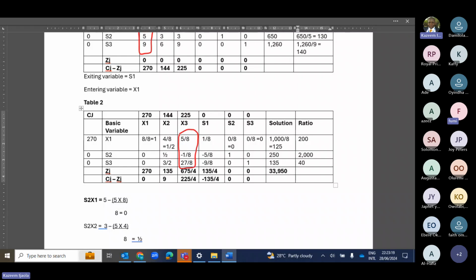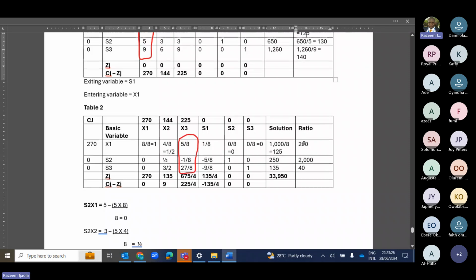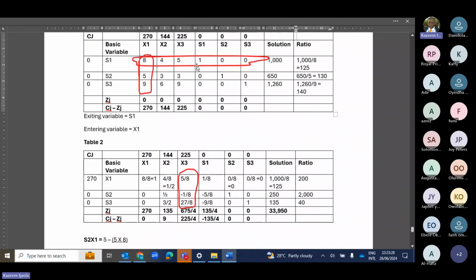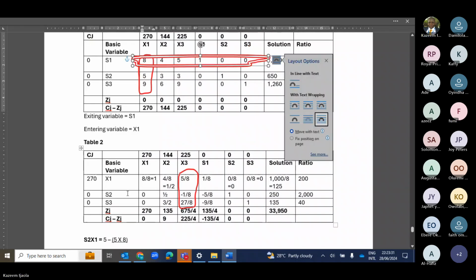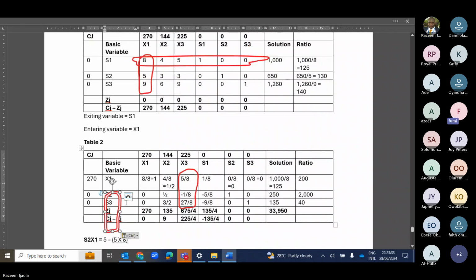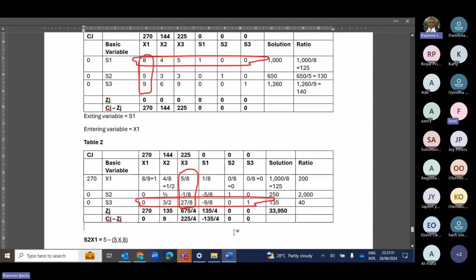So if you check now, the lowest is the 40 here. 40 is the lowest, so you just take that one. The lowest is 40. So you do it like this, 40. Okay, so this is how it is.